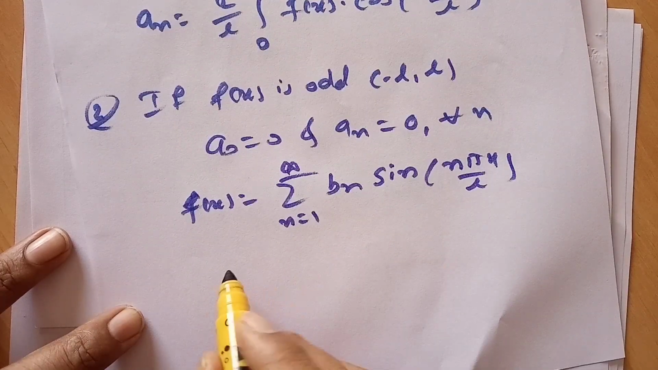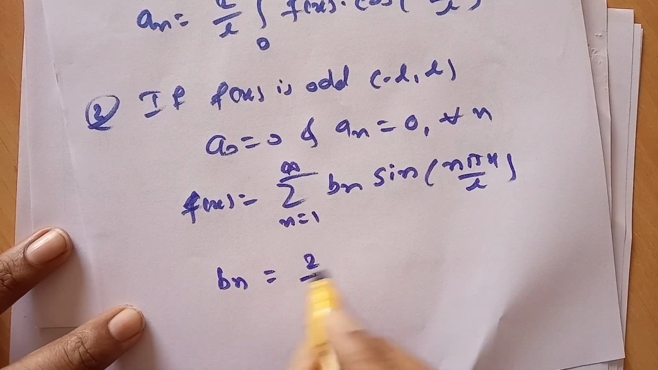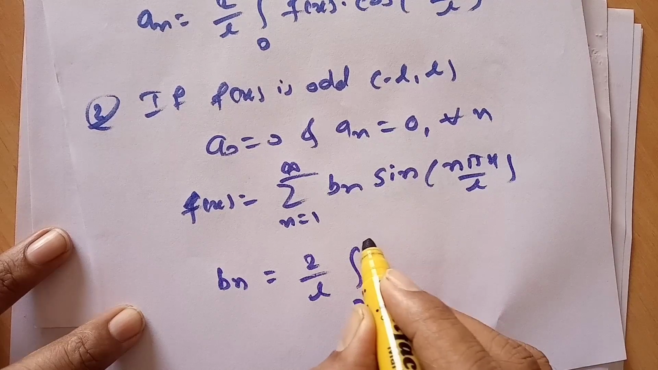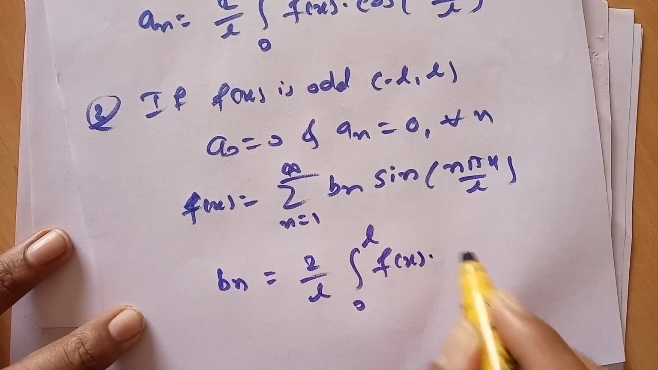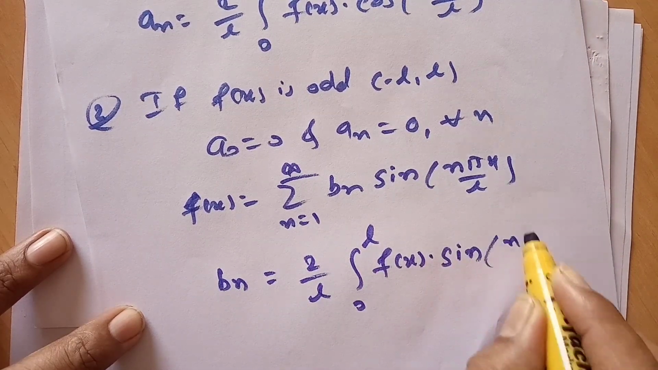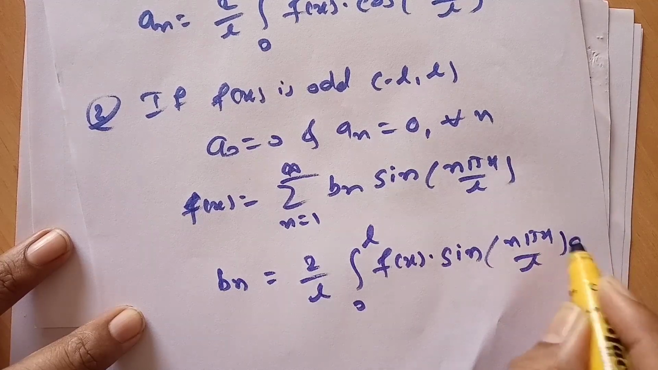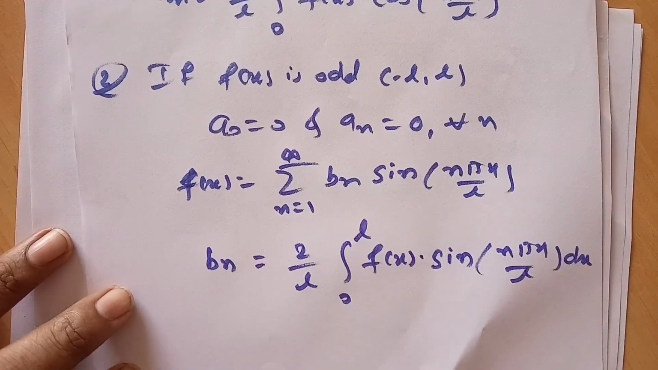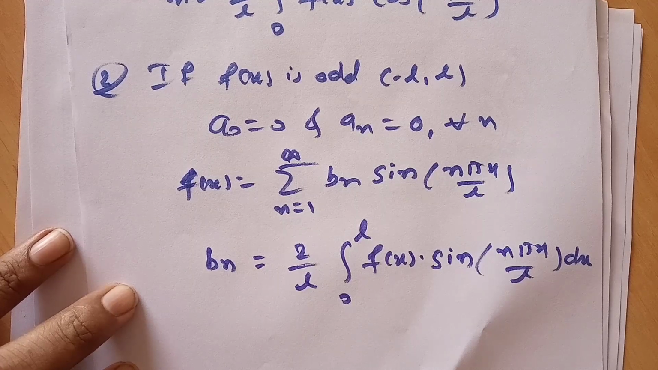And how can we write bn? bn is equal to 2 divided by L, integration 0 to L of f of x into sine of n pi x divided by L dx. That means, using only the property that our function is even or odd in the given interval minus L to plus L, we can write our Fourier series expansion. We can modify our basic formula of Fourier series expansion.